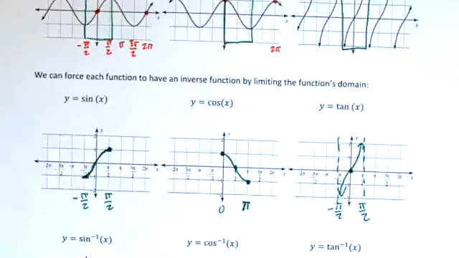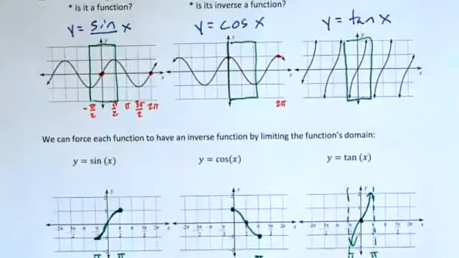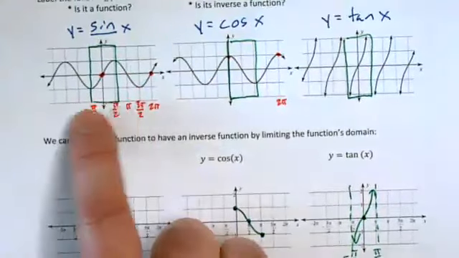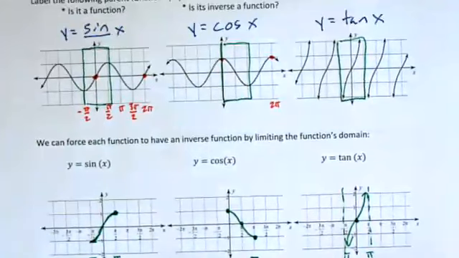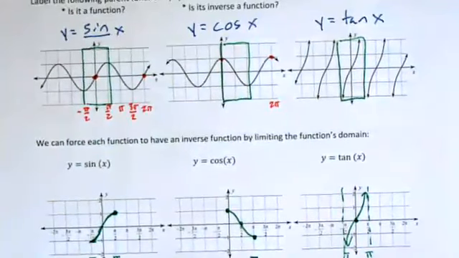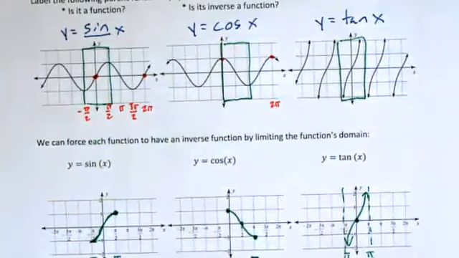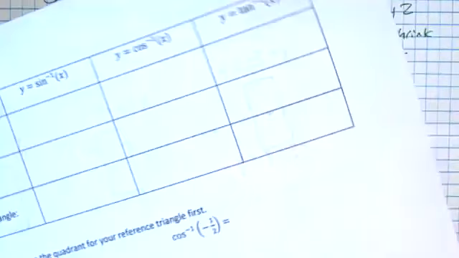That's not a function. So they got together, had a little discussion, decided, all right, we'll just chop off enough of my sine to make sure that my inverse is still going to be a function. Same with cosine and tangent. You guys following me so far? This is the background. This is the history. Now we get into the nitty gritty.